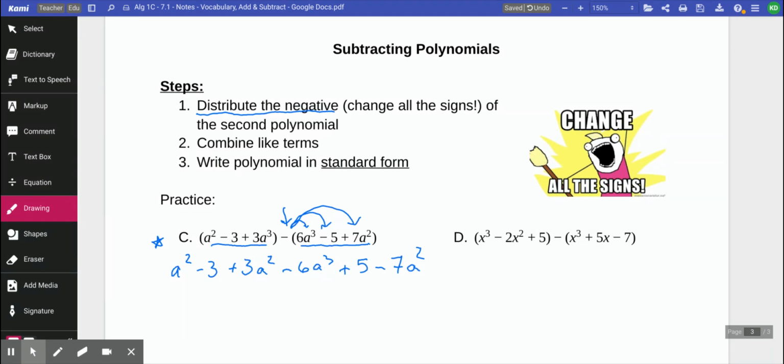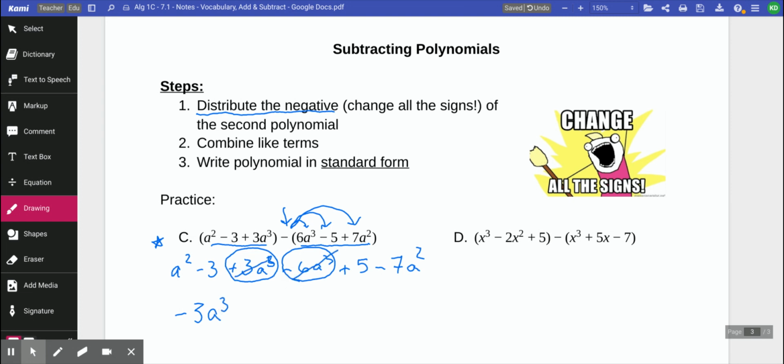So now we just have to combine like terms. Do you guys remember how to make this? Oops, this would have been a to the third. Our way to make this as easy as possible is we're going to start with our largest exponent. So scanning my original problem, I have a to the third power, right? So I'm going to find everything with a to the third power, which is those two. So 3 minus 6 is negative 3, a to the third power.